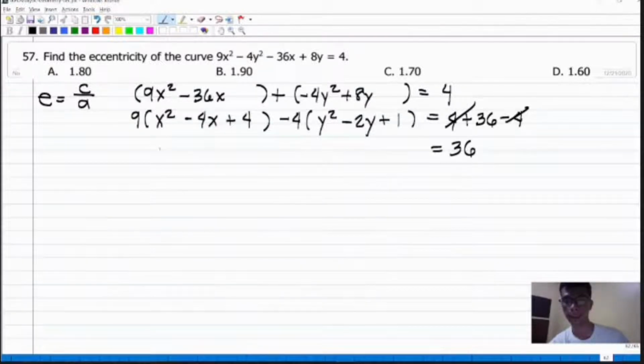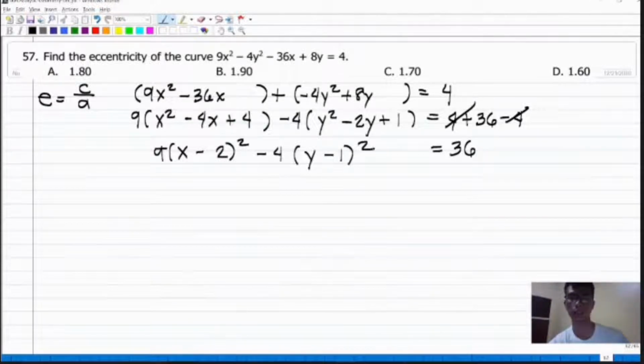Ito naman ay 9. Sana sanay na tayo sa completing the square at saka sa pagpa-factor. Square root of x squared is x. Square root of 4 is 2. Copy the sign of the middle term: minus 4. Square root of y square is y. Square root of 1 is 1. Copy the sign of the middle term.